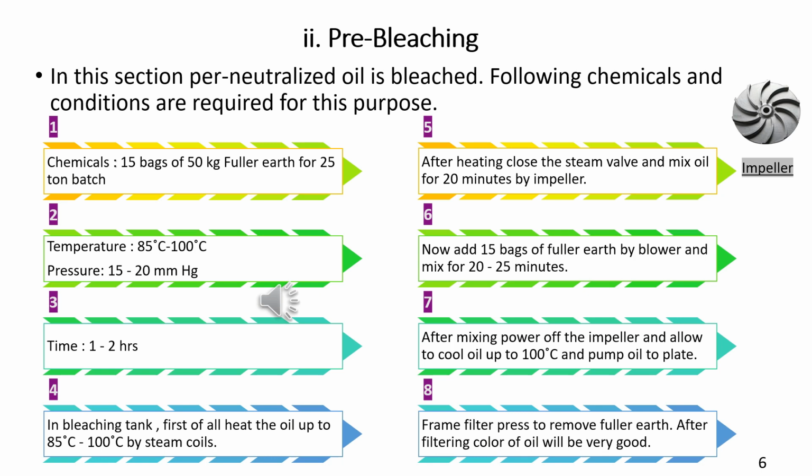After this, we add the 15 bags of fuller earth by blower and mix it for about 20 to 25 minutes to pre-bleach our oil. After mixing, we can power off the impeller and allow the oil to cool to about 100 degrees centigrade and pump the oil to the plate. After this, we pass our sample to the frame filter process to remove the fuller earth. After filtering, the color of our oil is very good. You can see the picture of impeller on the right side of the slide.